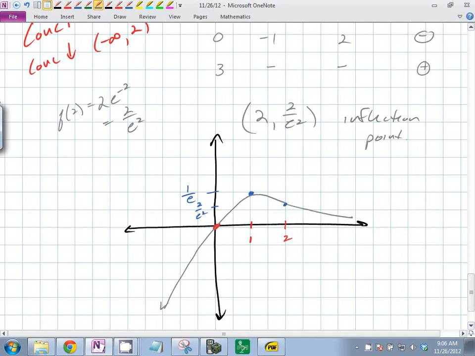We already know it only crosses the x-axis at the origin. So the best way to do this, actually, you could label it. You could also just do this. You could say that point right there is 1 comma 1 over e. And what's this one? 2 comma 2 over e squared.